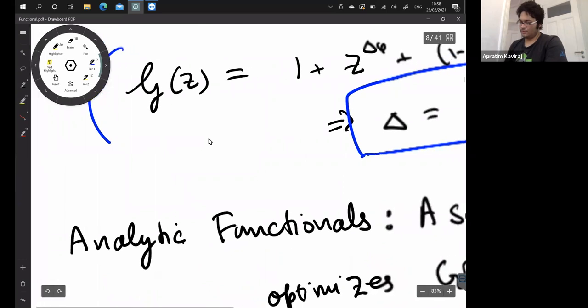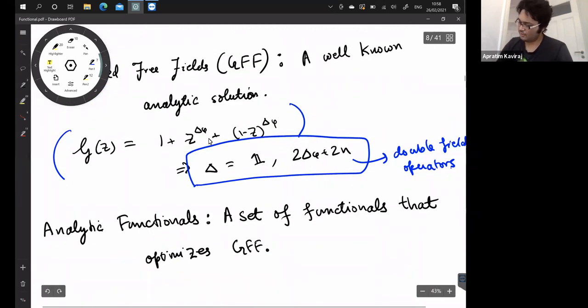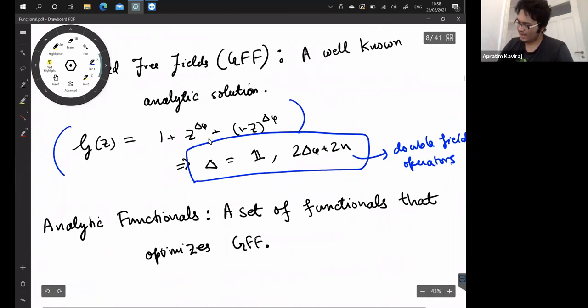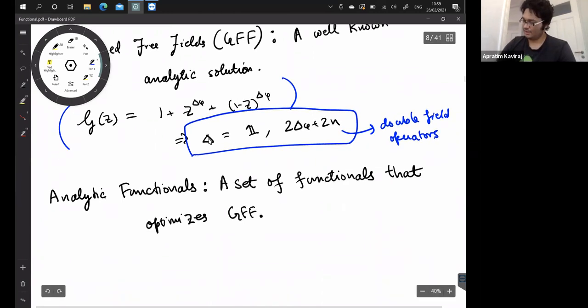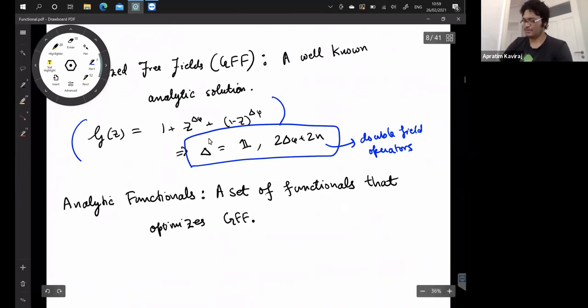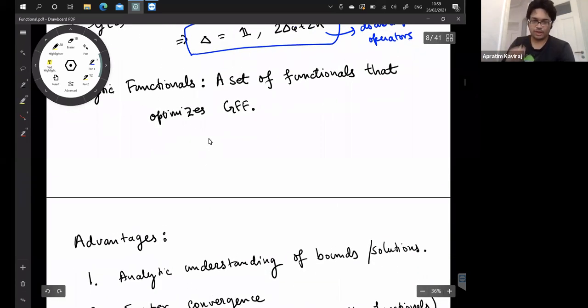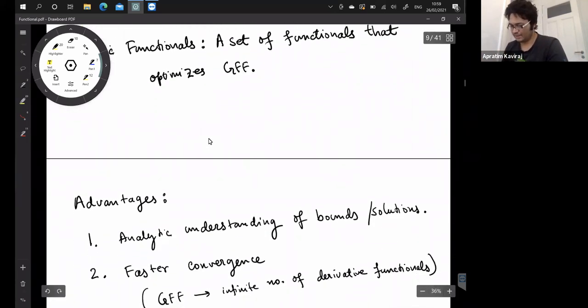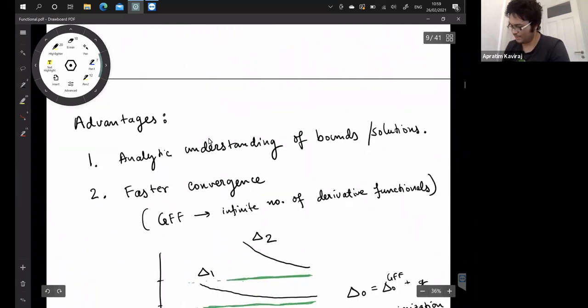So this is a quite well understood, analytically well understood solution, and what I call analytic functional is a set of functionals that optimizes this solution, generalized free fields. That's the definition of analytic functionals. That's what analytic functionals are. And before I move on to how to define them, how to build them, let me advertise them a little bit.